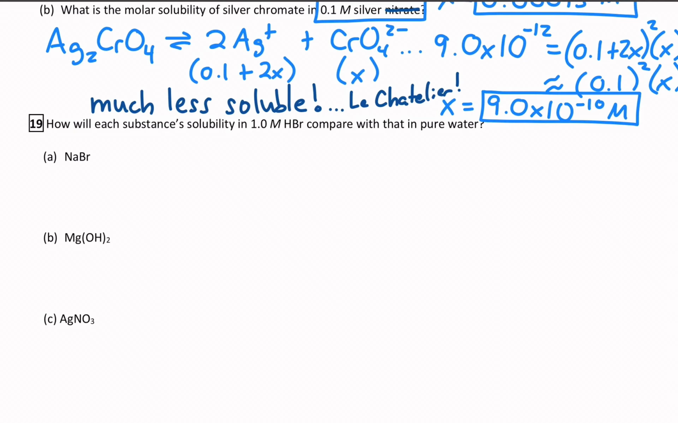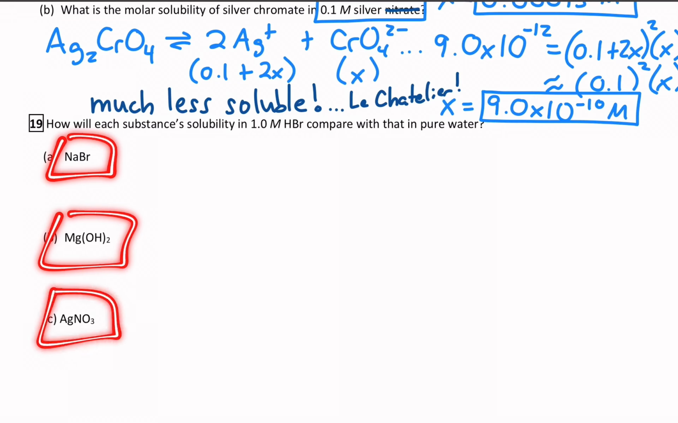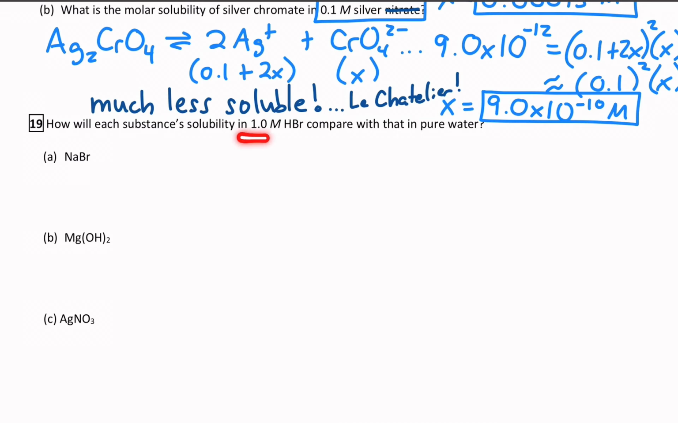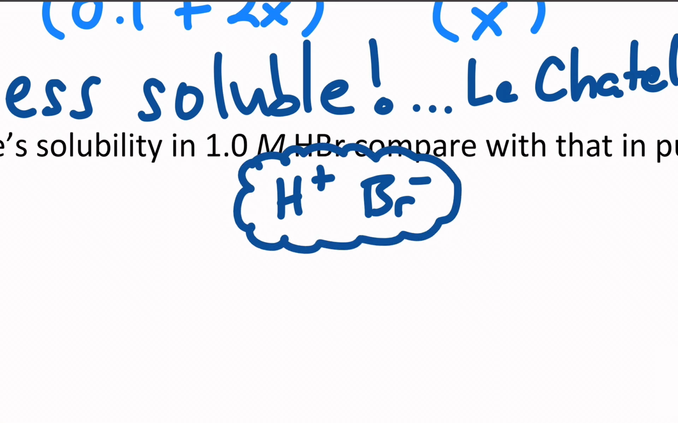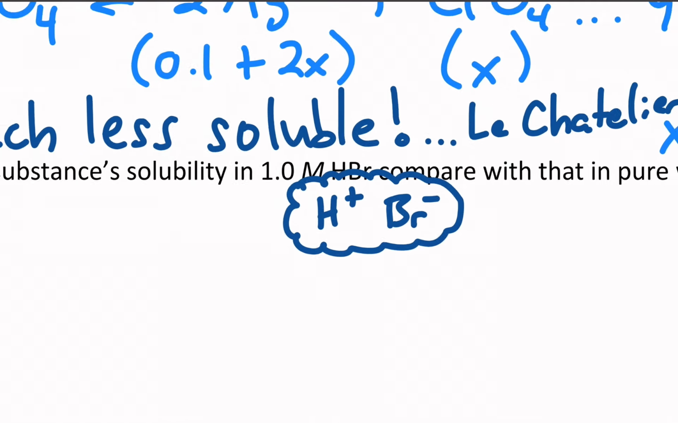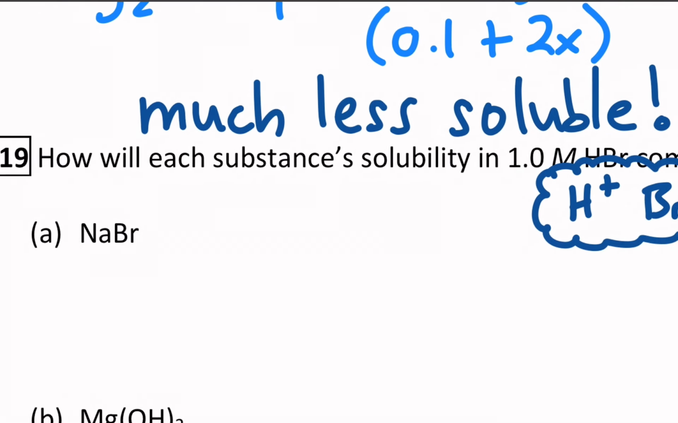How do you make ions more soluble? Well, we can try adding other things to affect the equilibria. So what would happen if we looked at the solubility of each of these three compounds, some highly soluble, some not, but regardless, in the presence of 1 molar hydrobromic acid, or HBr. Remember, this is a strong acid, so this totally dissociates into hydrogen ions and bromide ions. When I see aqueous HBr, that's what I think is really going on. So I have a molar of each of those, and that could affect the solubility of each of these things.